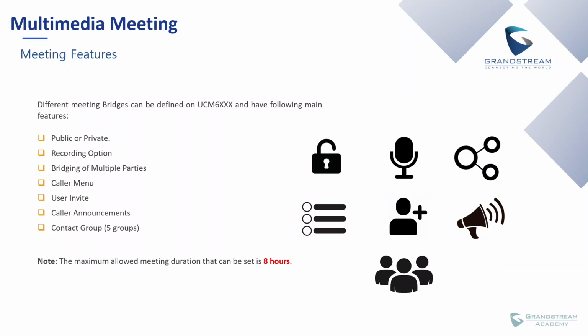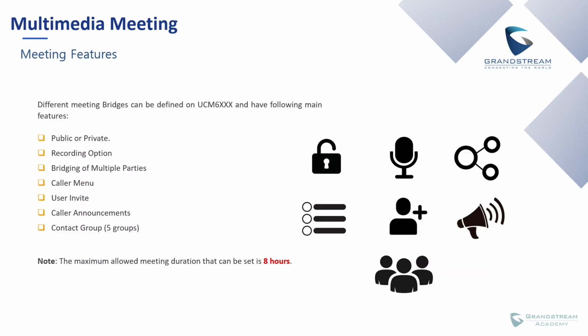Bridging multiple meetings, which we have explained in the previous slide. Caller menu. If enabled, the meeting participants could press the star key to access the meeting room menu. User invite. If enabled, users could press 0 to invite other users with the invited user's permission, or press 1 to invite other users without the invited user's permission to join the meeting.